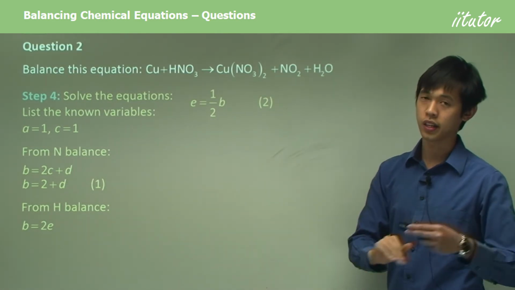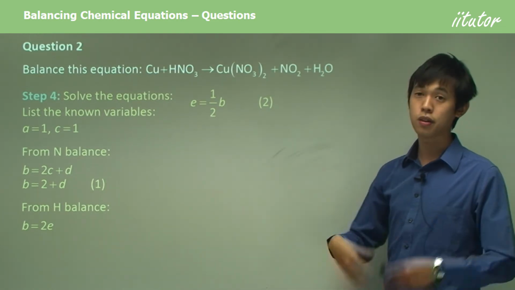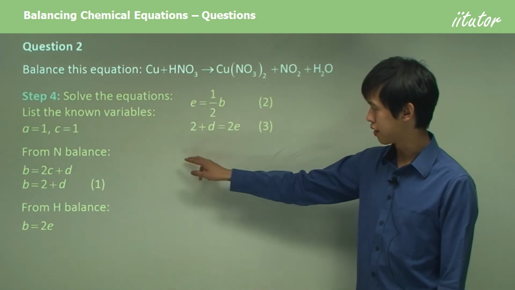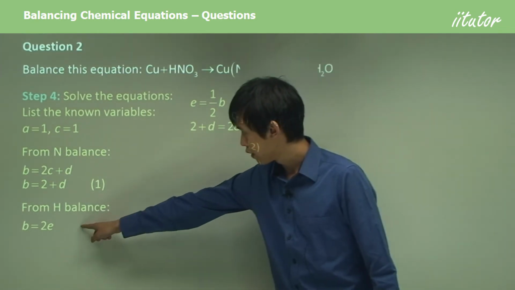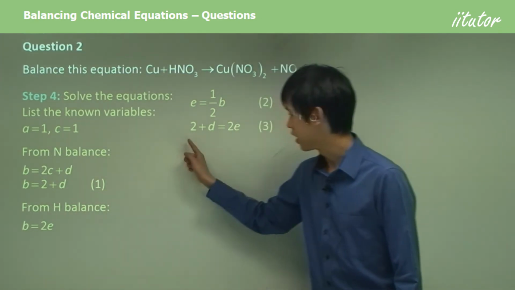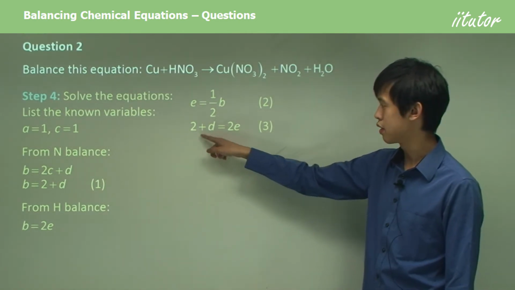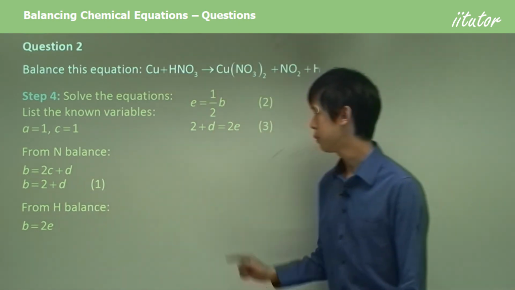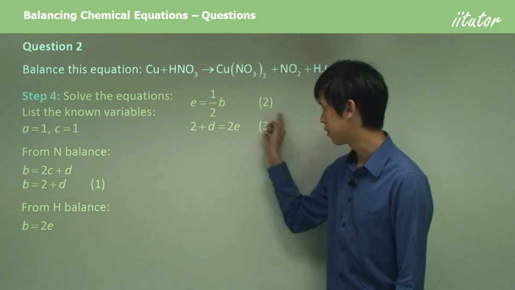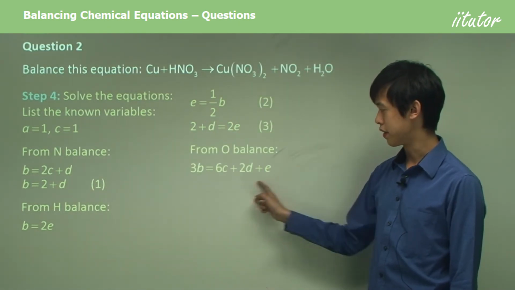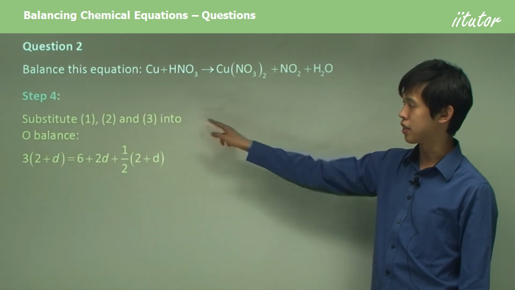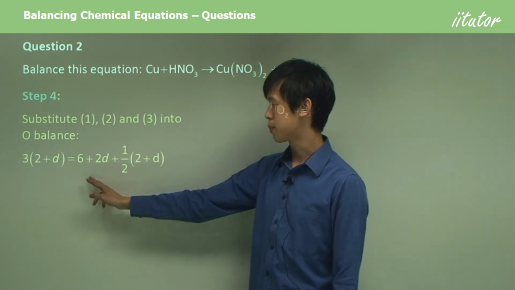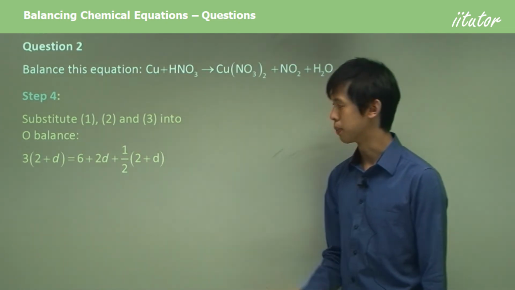You can sort of manipulate this as we go along, but how you solve these equations is totally up to you. This is how I did it. If we substitute B for 2E in this equation, we get 2 plus D equals 2E. Okay, so we're just substituting B. Now we've got equations 1, 2, and 3. Now from oxygen balance, we've got this. Now we substitute 1, 2, and 3 in, and we get 3 times (2 plus D) equals 6 plus 2D plus a half times (2 plus D).